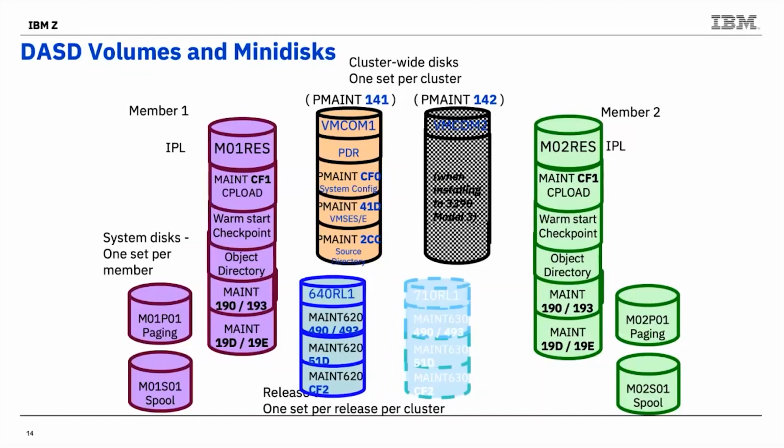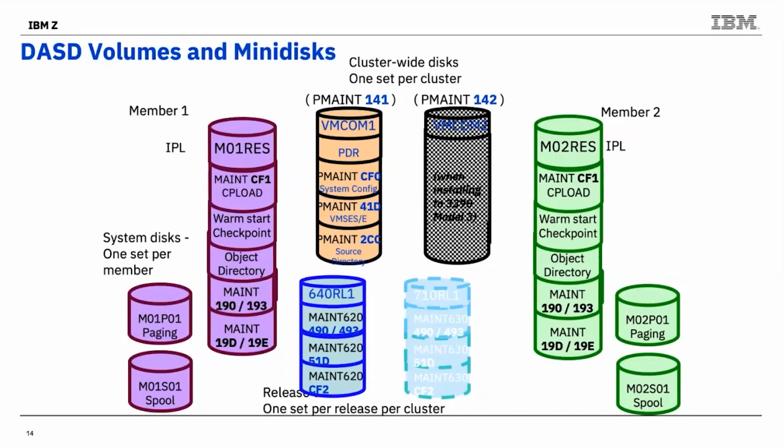We then have our system volumes for each member, so that you can see those on your chart as M01RES and M02RES. These are member specific and not shared. So these have the warm start and checkpoint areas for each member, the object directory, our standard system minidisks, those types of things. We also see the paging volumes. Paging volumes are also member specific and not shared. So you can't share paging in an SSI.